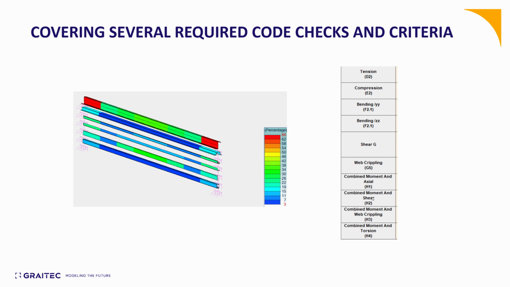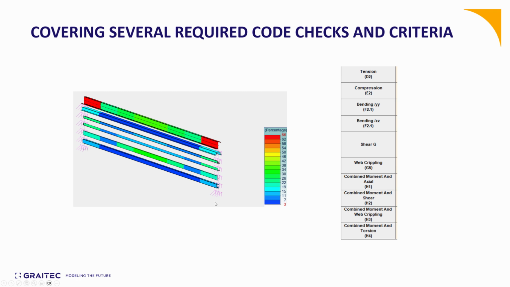So in terms of code checks and results, as you see here, we basically do all of the required checks for cold form sections. So we do tension, compression, bending in two directions, shear, crippling, as well as all of the combined moment and shear equations that are required in the code. And as you see here, all of them also come with the class name that Advanced Design is using to do that specific code check.